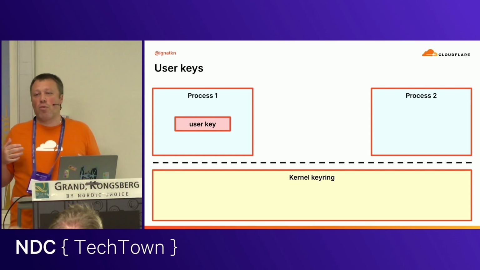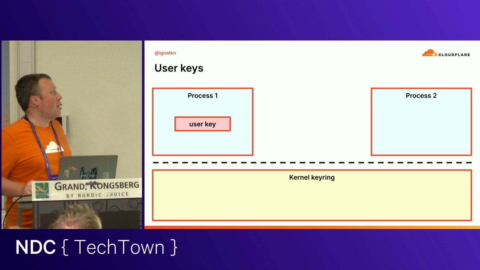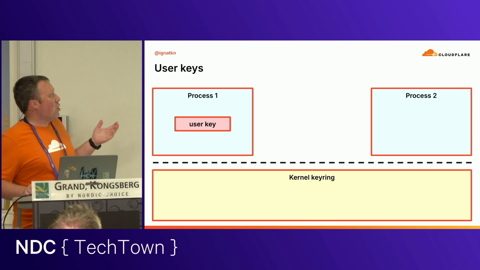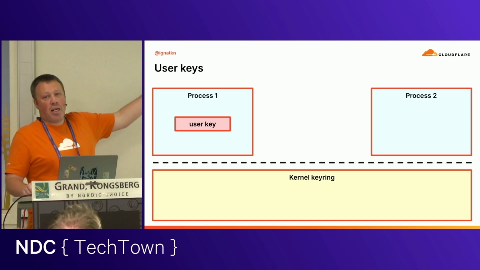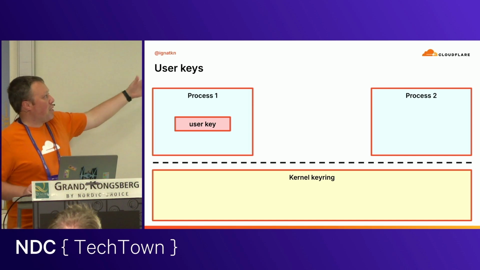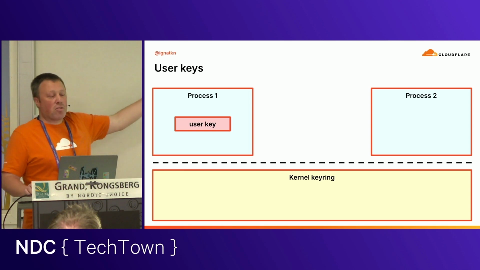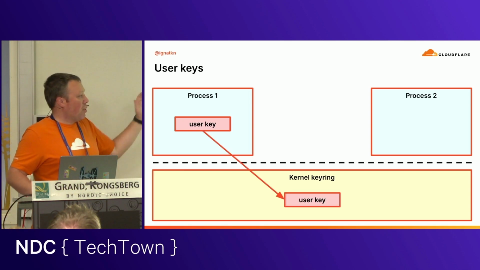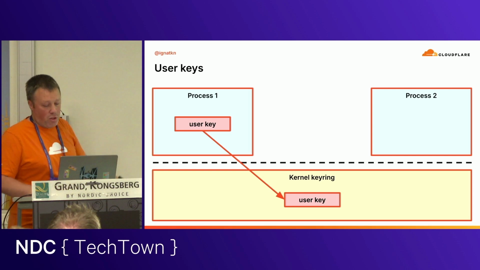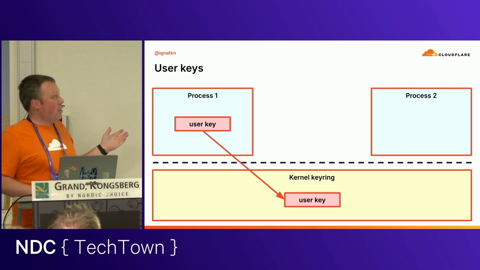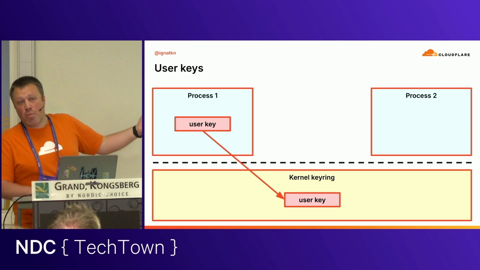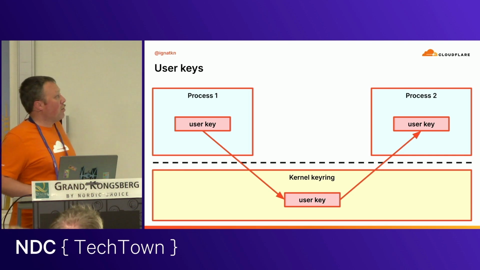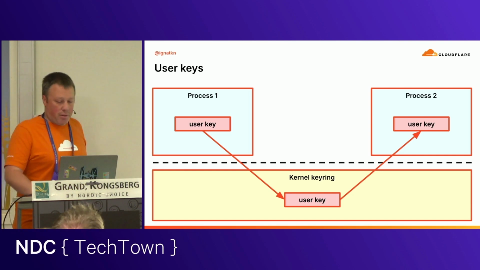So the simplest form, which we just saw in the example, is what we call the user key. Imagine there is a process that has some kind of secret or key, basically what we call plain text cryptographic material. The process can put it inside the kernel, and another process, if it has permissions to do so, can read that secret back. So this is what Bob did, right? Or the same process can read it back.